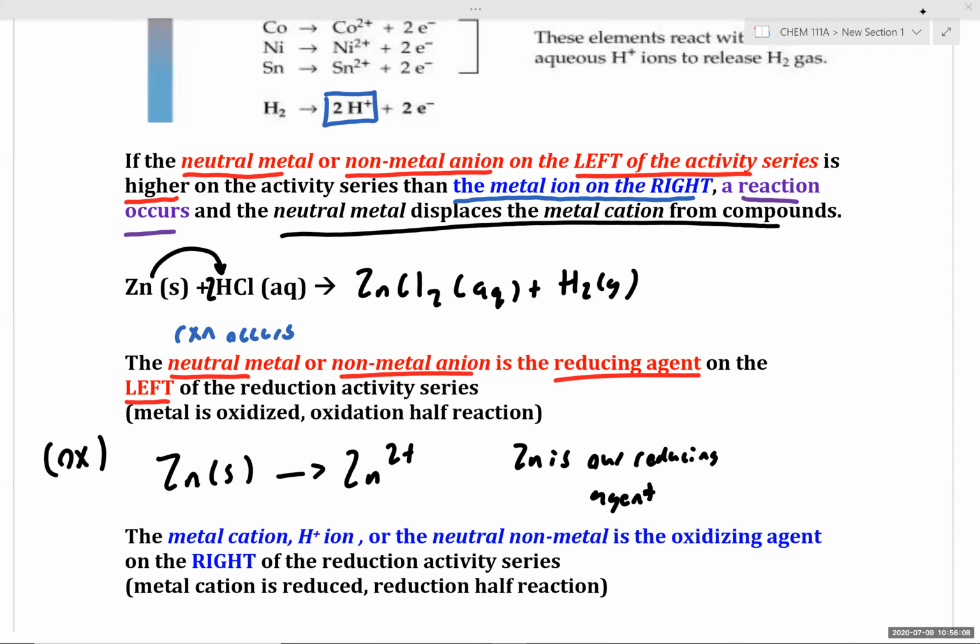Yep, so this is the chapter 7 notes, part 3, which are found on Canvas.